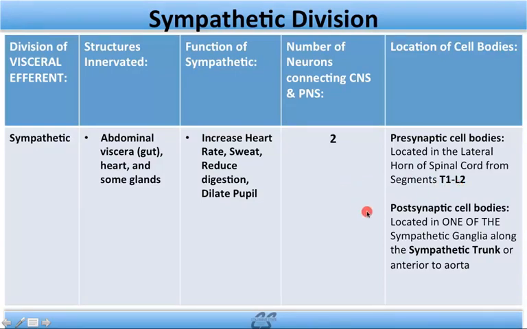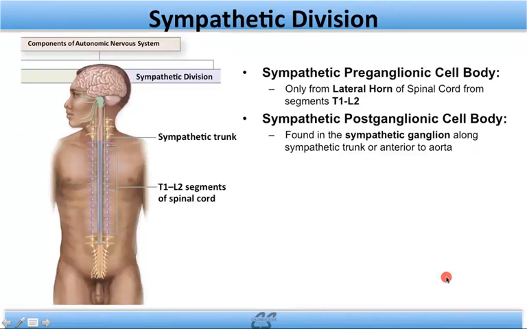That neuron will ultimately synapse onto a different one. Now, we don't really have time in this class to see all the different locations of these, but pretty much it's just going to be located, this ganglion. These ganglia are located somewhere along the sympathetic trunk, which is running up and down the thorax, or ultimately in front of the big artery in your abdomen. So we'll take a look at this real quick. The sympathetic, we said the first neuron will take origin from the lateral horn of the spinal cord, specifically between T1 and L2.